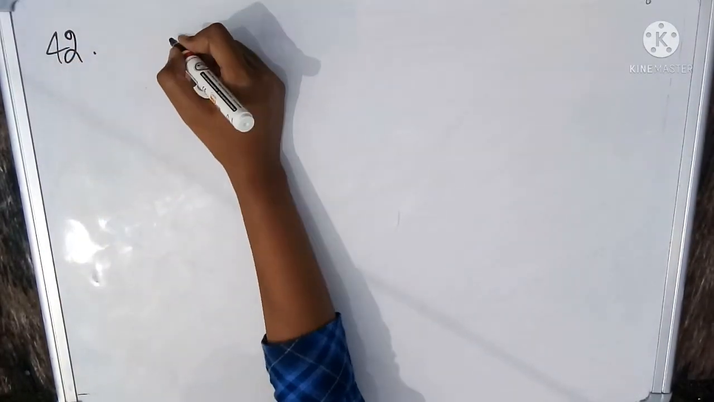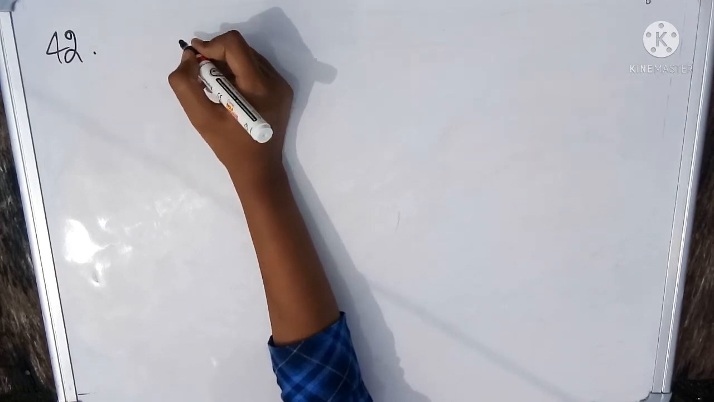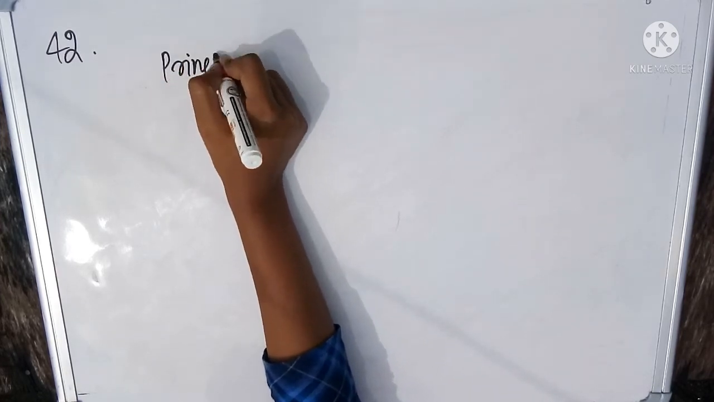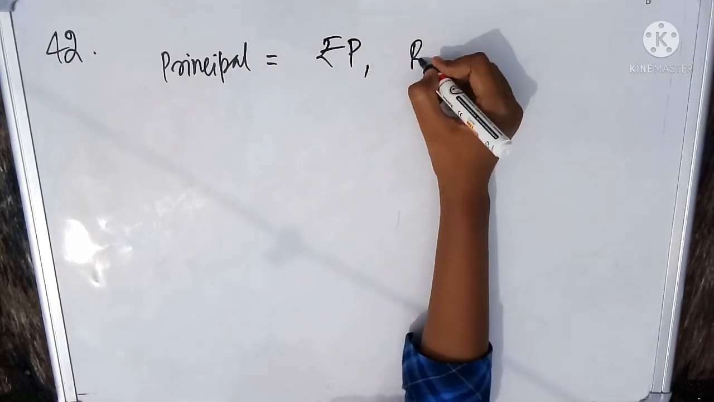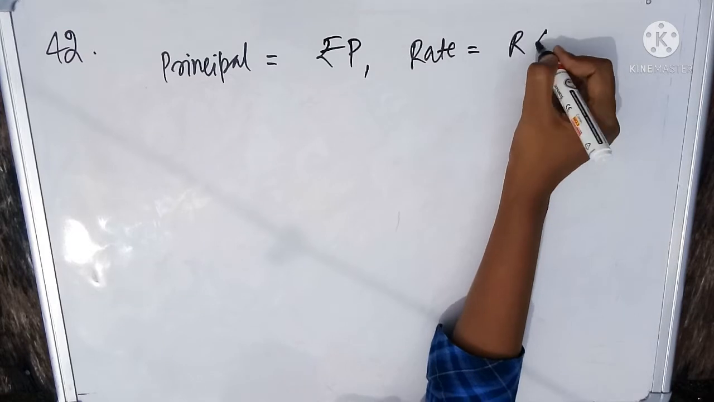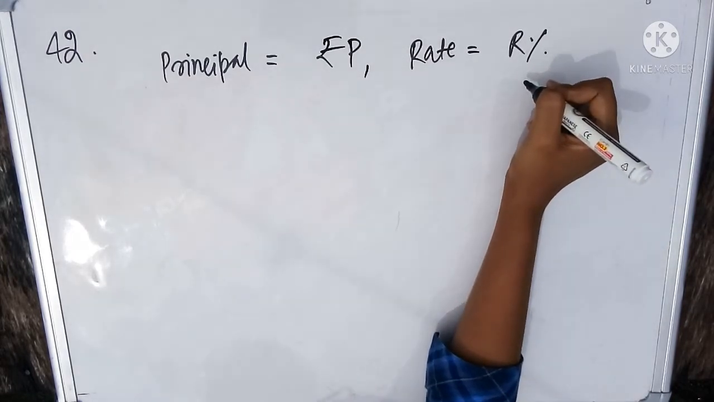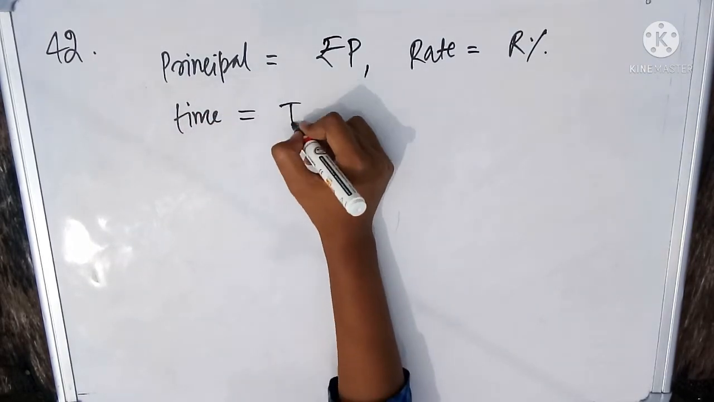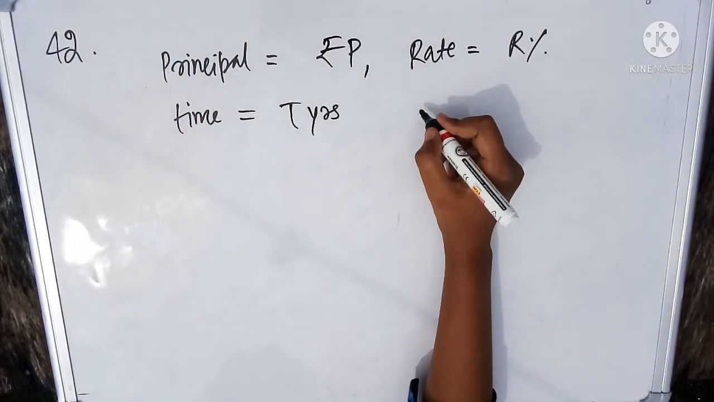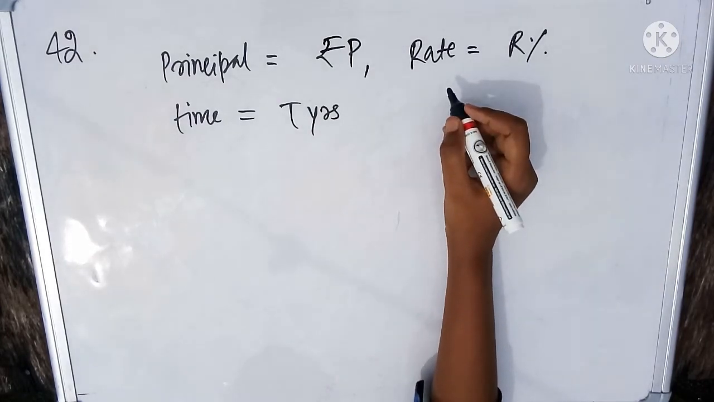It says that the simple interest of a principal of rupees P, at the rate of R% per annum for a period of time T years, is obtained by dividing the product of PTR by 100.